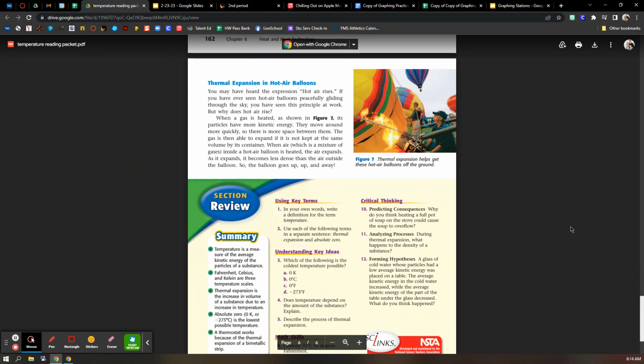Thermal expansion in hot air balloons. You may have heard the expression hot air rises. If you have ever seen hot air balloons peacefully gliding through the sky, you have seen this principle at work. But why does hot air rise? When a gas is heated, as shown in Figure 7, its particles have more kinetic energy. They move around more quickly, so there is more space between them. The gas is then able to expand if it is not kept at the same volume by its container.